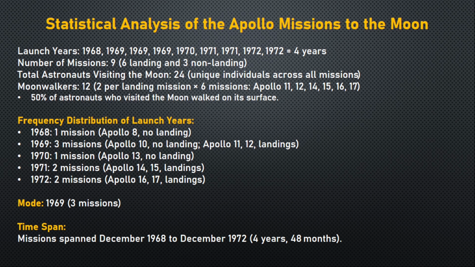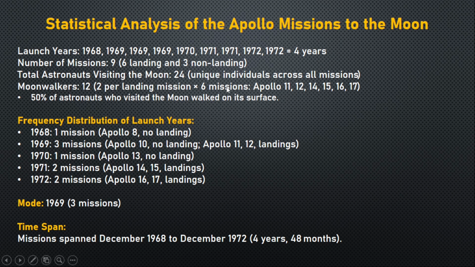So the missions started in 1968 and ended in 1972. That is 4 years. And during these 4 years, there were 9 missions. 6 were landing missions, and 3 were non-landing missions. Okay. So the total number of astronauts that visited the moon is 24, 24 unique individuals across the missions. Some of them visited more than once, but I'm telling you, 24 in total, unique.